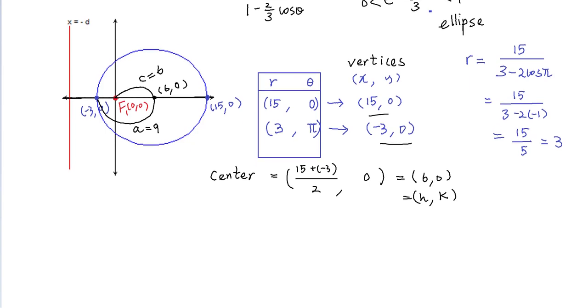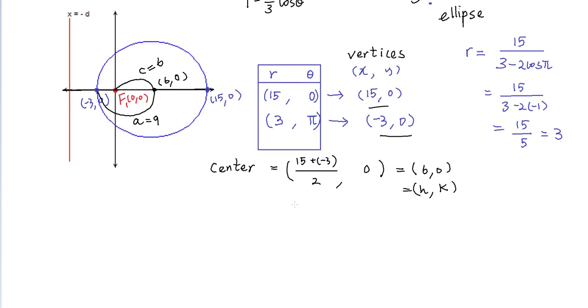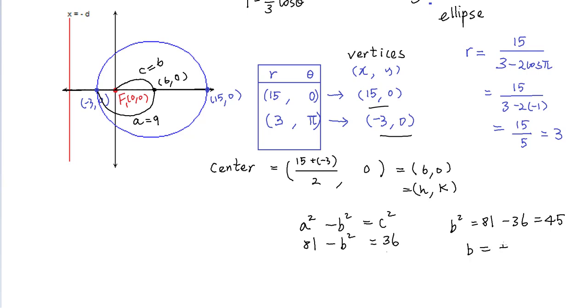Now, when it comes to this ellipse, it's elongated sideways, so a is bigger than b. a squared minus b squared has to be c squared. Now a is 9, so 81 minus b squared equals c squared, which I just got, 36, 6 squared. This implies b squared is simply 81 minus 36, which is 45, which means b is equal to plus or minus the square root of 45. And that's 9 times 5, so it's plus or minus 3 square root of 5. That's b.